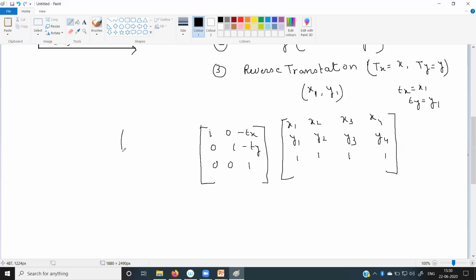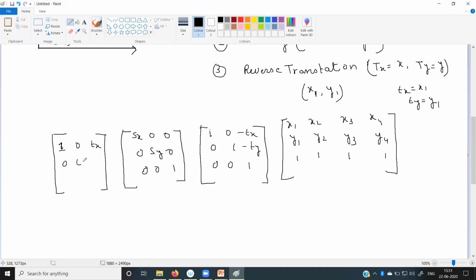After doing so, we have to perform the scaling. You know the scaling matrix: sx, 0, 0; 0, sy, 0; and 0, 0, 1. That is our scaling matrix. Now after performing the scaling operation, again we have to send the points back to their original position. That means we have to perform the translation again, but here it is the reverse translation. We write the same translation matrix 1, 0, but here instead of minus tx it will be tx. So it is 0, 1, ty, and 0, 0, 1.